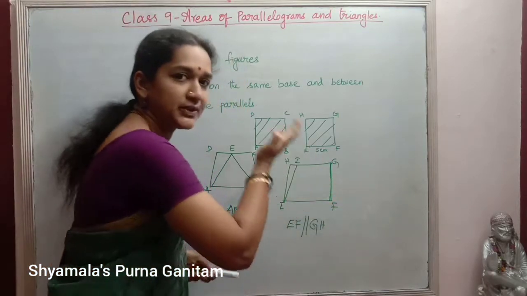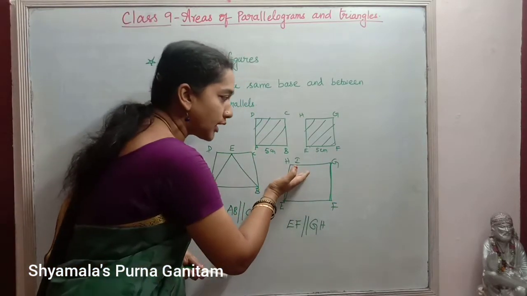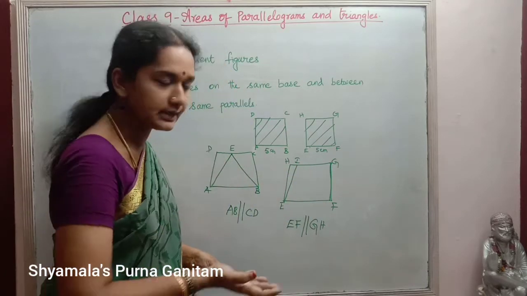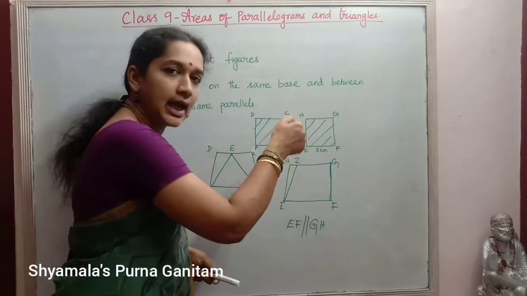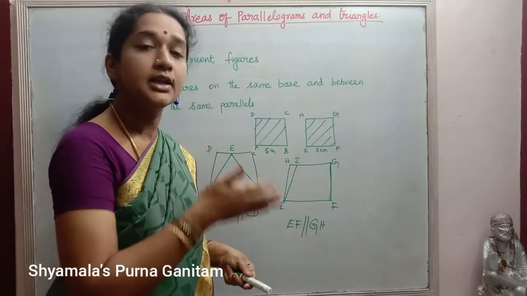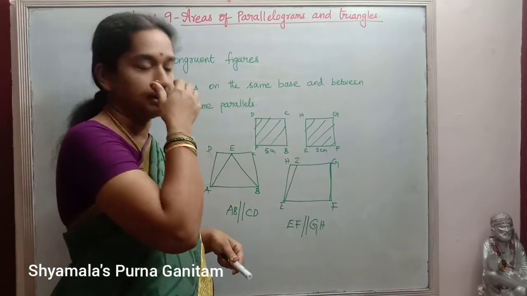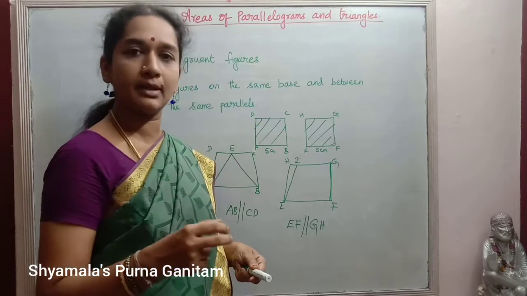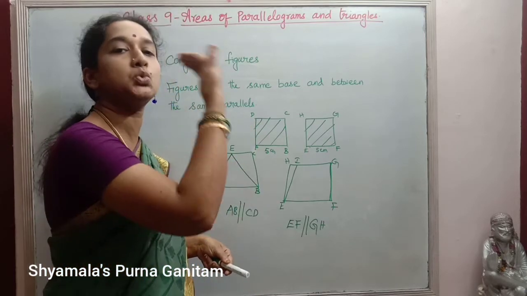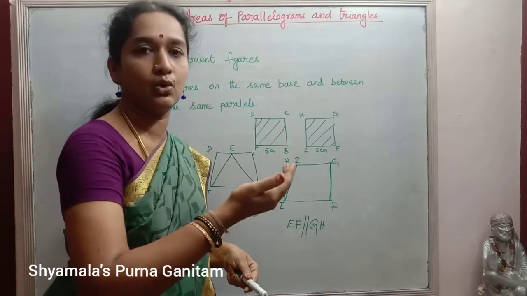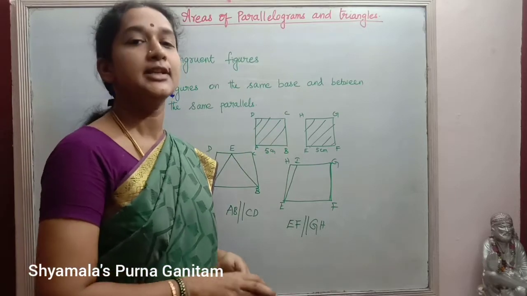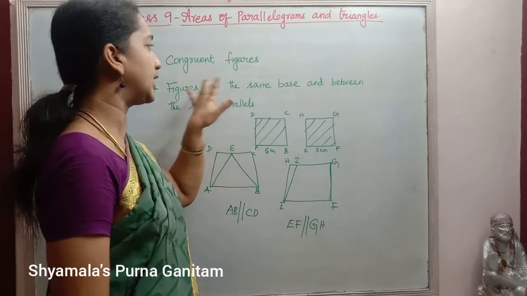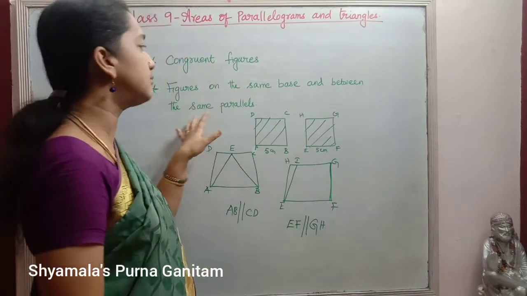Okay, so EF is the common base for the quadrilateral and the parallelogram, and the opposite vertices of the parallelogram lie on the parallel line. So, like this we get the condition for figures on the same base and between the same parallels.